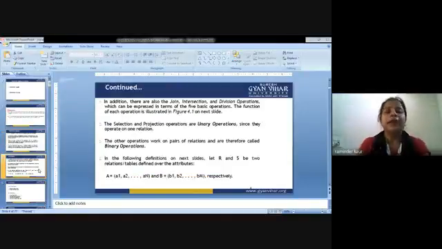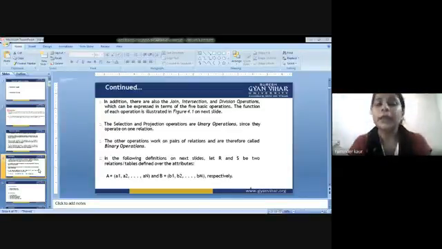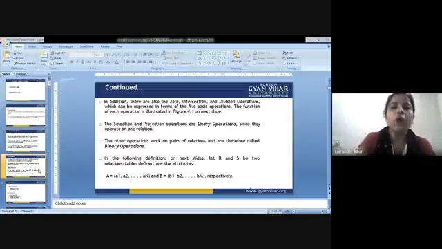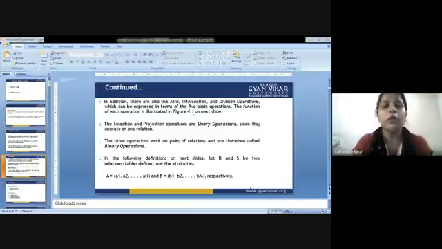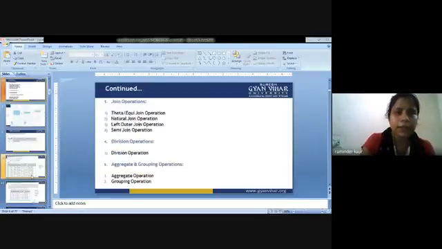Next, in addition, there are also joins. If you remember, we studied joins in the lecture a day before, I think yesterday. Join, intersection, division operator, which can be expressed in terms of the 5 basic operations. So the function of each operation is illustrated in figure 4.1 on the next slide. I think here it is. Here it could be represented. I will show you later.